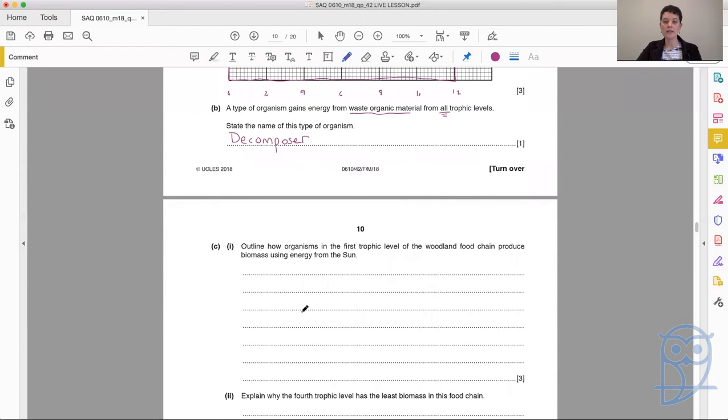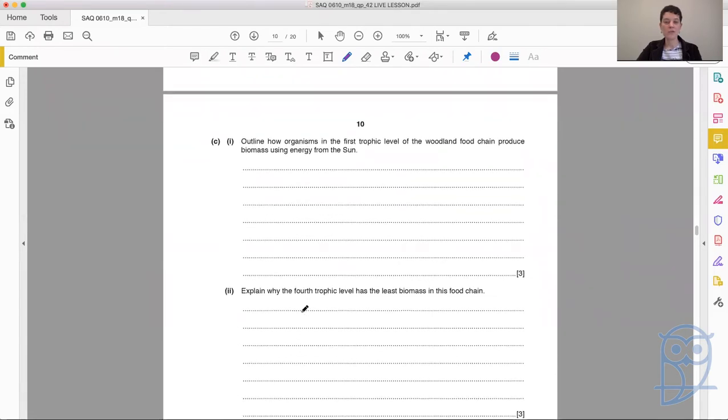Moving on to part C. Related, but taking a little diversion. Outline how organisms in the first trophic level, so our producers of the woodland food chain, produce biomass using energy from the sun. This question is asking us about photosynthesis.